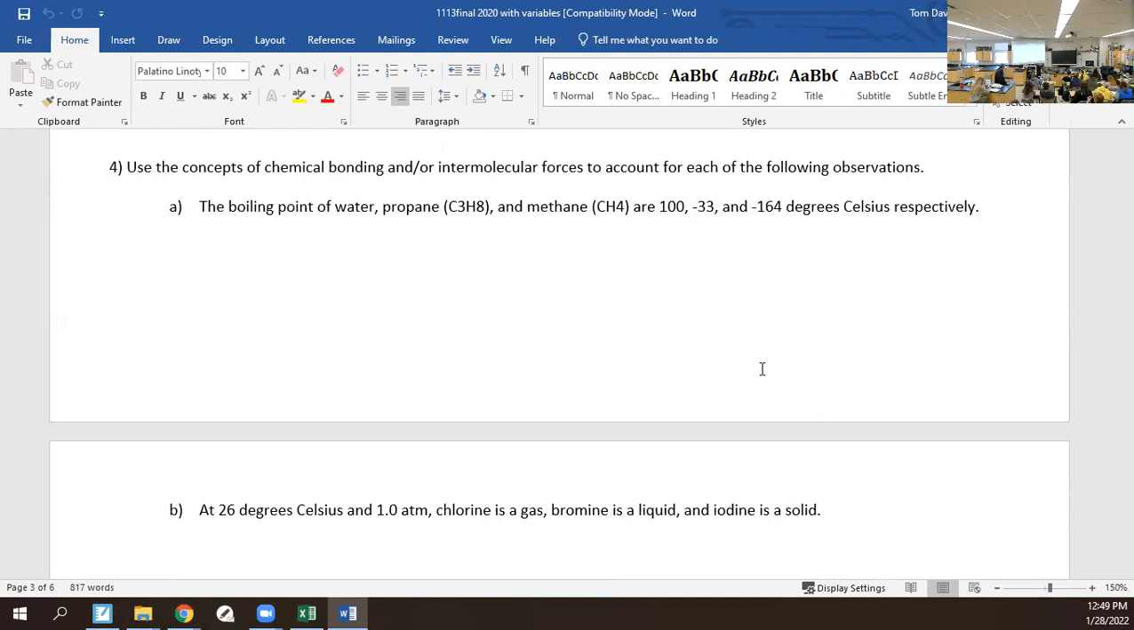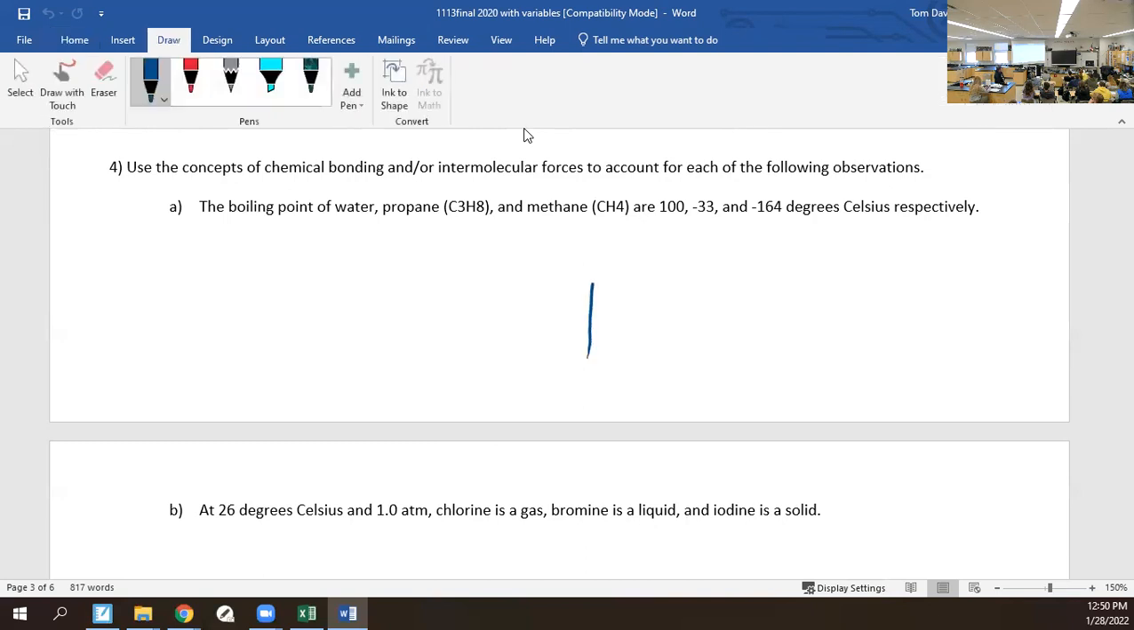Okay, here we go. We've had this exact stem before. Use the concepts of chemical bonding and intermolecular forces to account for each of the following observations. You haven't had that specific phrase, intermolecular forces, but this is common. I give you a statement that's true, and you have to justify it. Does that sound familiar? We've done that on 3 specific tests. The boiling points of water, propane, and methane are those things. You may remember we went over that exact type of question before. What is happening here?